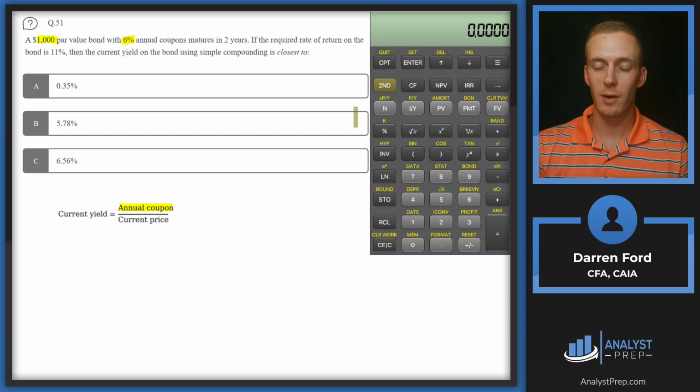So let's pull in the calculator here. For our N, we're going to have 2 years. So we'll go 2 for N. Our I is going to be that 11% required rate of return. Payment will be the same as our annual coupon, which is 60. And that future value is going to be par, since that's what we mature at. So we've got 1,000 there. So we'll compute our present value, and we've got 914.3738.